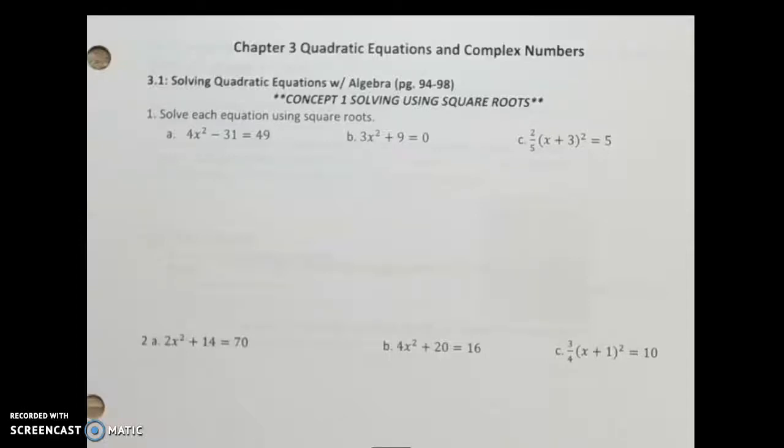Chapter 3, Quadratic Equations and Complex Numbers. 3.1, Solving Quadratic Equations with Algebra, page 94 through 98. Concept number 1, Solving using square roots.